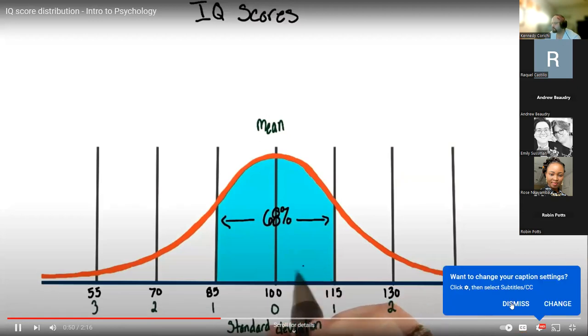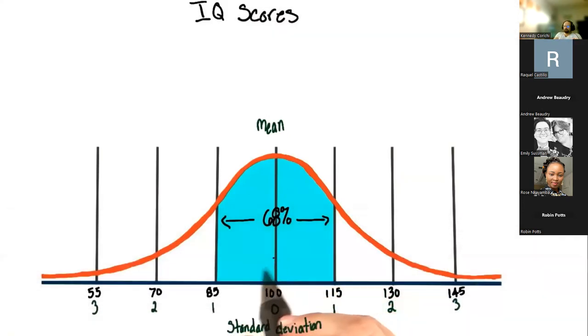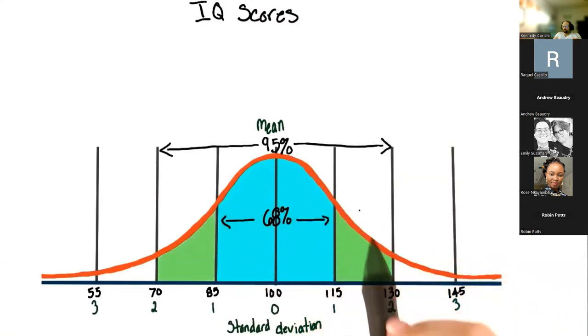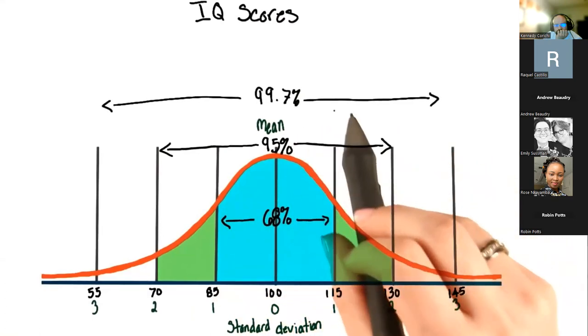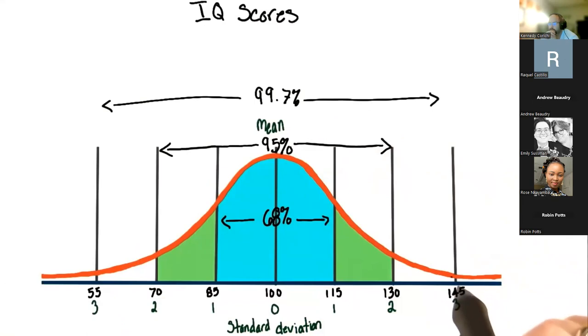68% of the population is within 1 standard deviation from the mean, so 68% of the population has an IQ score between 85 and 115. 95% of the population is within 2 standard deviations, so 95% of the people you know score between 70 and 130 on an IQ test. And 99.7% of the population scores within 3 standard deviations of the mean, so between 55 and 145.